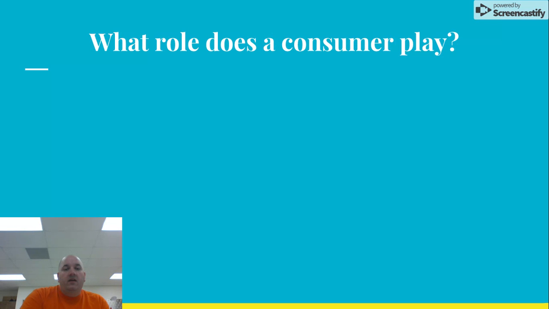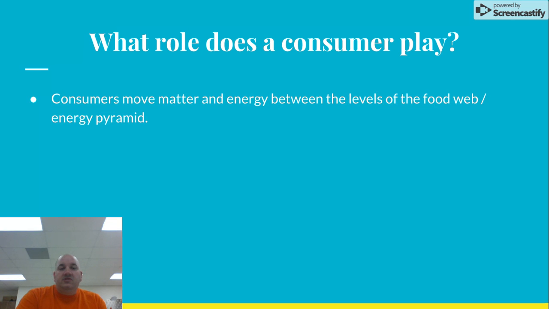What role does a consumer play? Consumers move matter and energy between the levels of the food web or energy pyramid. You have grass as a producer, then the primary consumer, that deer, comes and eats the grass. The deer is then transferring energy from the grass to itself. Then if a wolf or coyote comes along and eats that deer, the deer has moved that energy from the grass to the next level. Consumers also help control populations in ecosystems.